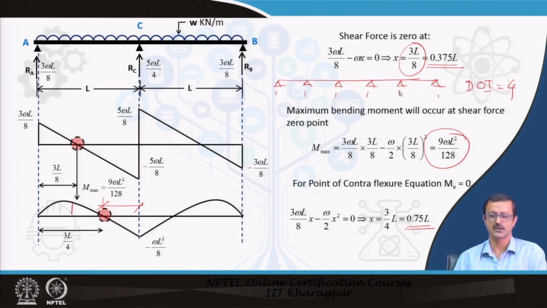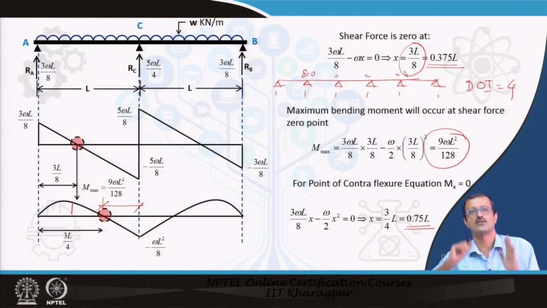So, I have to solve 4 compatibility equations. I know that delta is equal to 0 at all these points, so I can easily achieve the 4 compatibility equations, but solving 4 equations is tedious. It is tedious for a human, and it is only 4 equations.